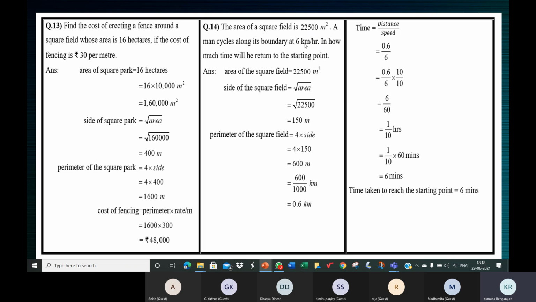So you'll have to compute the time using this formula, distance by speed. So you should find the distance he's gone. What's the distance he's gone? 600 meters. Why? Because that's the perimeter of the field.